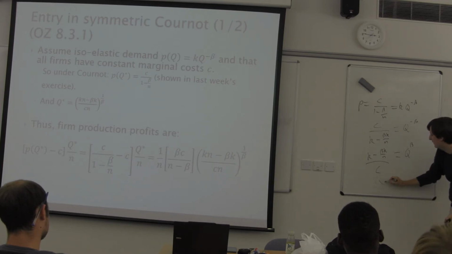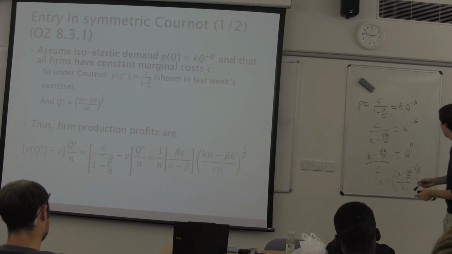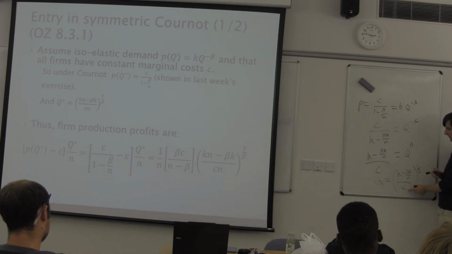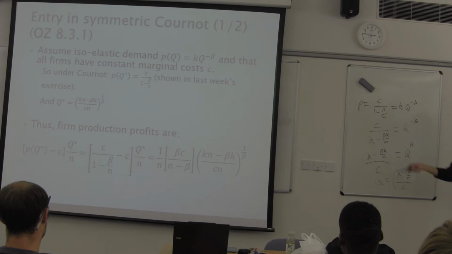And then we get Q is K times 1 minus beta over N, over C, all to the power of 1 over beta. And what have I got on the board? If you multiply top and bottom of this fraction by N, you get NK minus beta K over NC. That's what's written on the board. So this is the same.